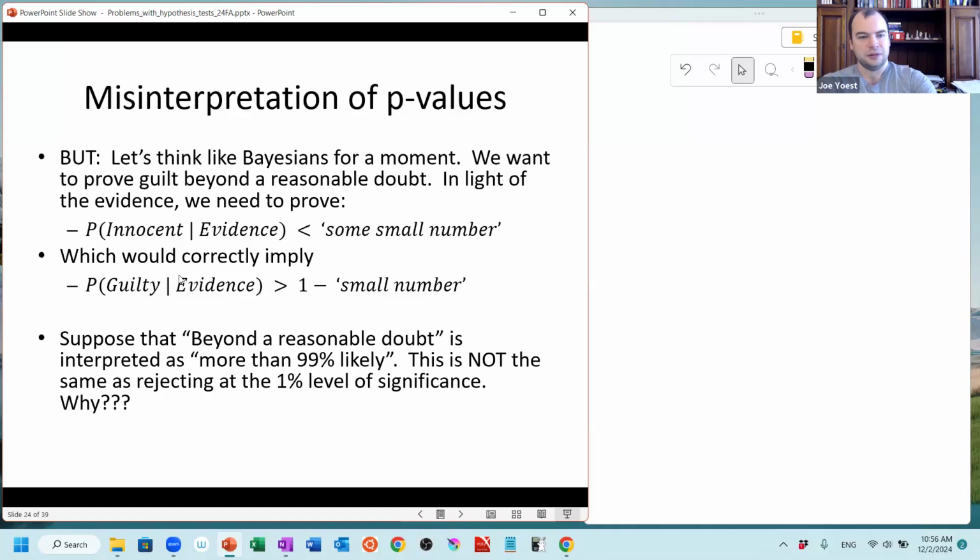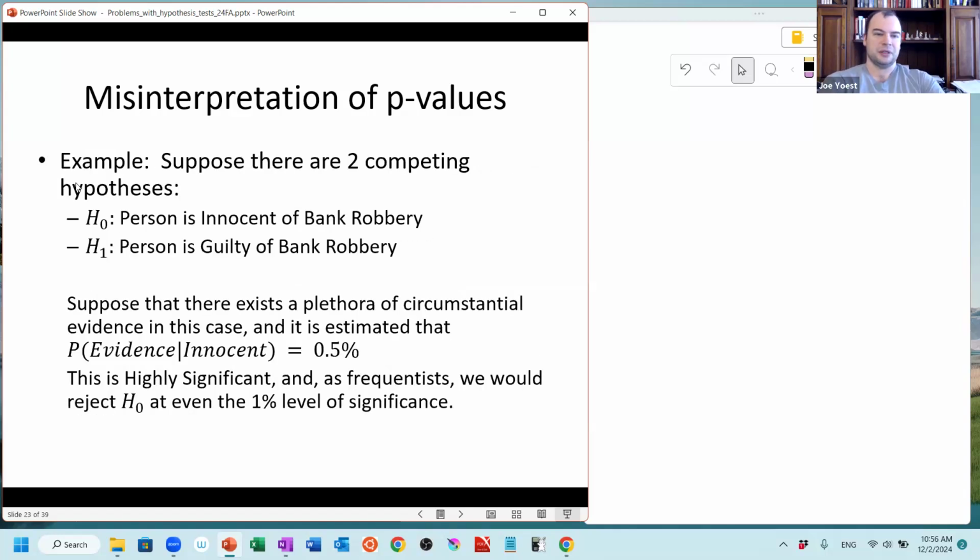Jumping ahead, let's look at an example here. Suppose there are two competing hypotheses. The null is the person is innocent of bank robbery. The alternative is the person is guilty of bank robbery. Let's suppose there's a plethora of circumstantial evidence, and it's estimated that the probability of seeing this evidence, given the person is innocent, is 0.5%.